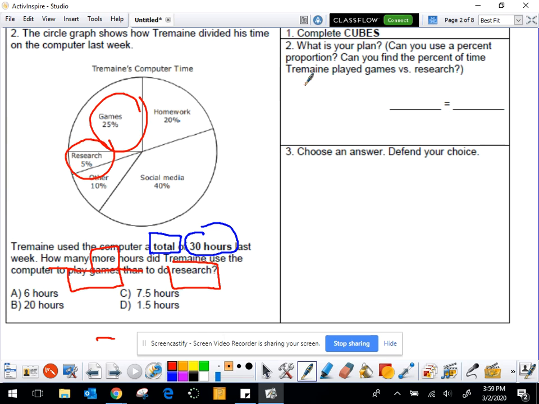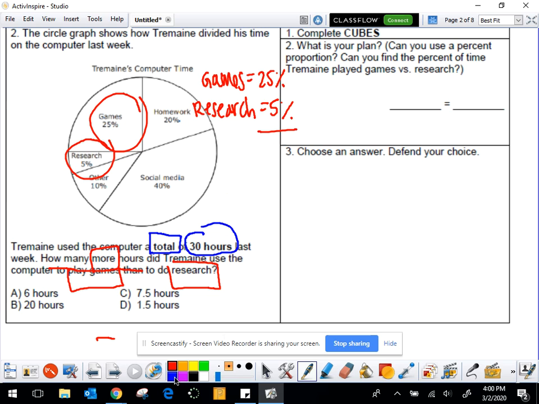It looks like games was 25%. Research was only 5%. So how many more hours? Well, we don't know yet. We need to figure that out. We need to figure out these percentages of 30.